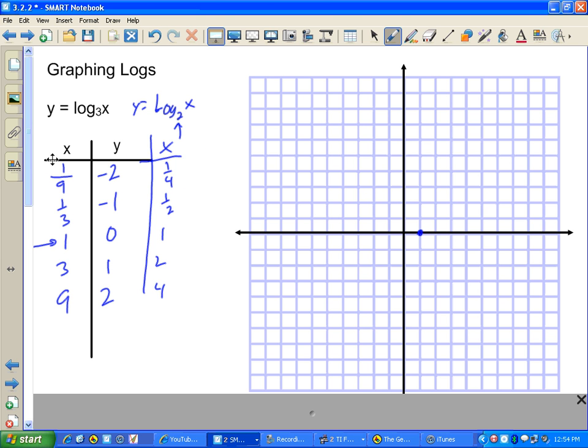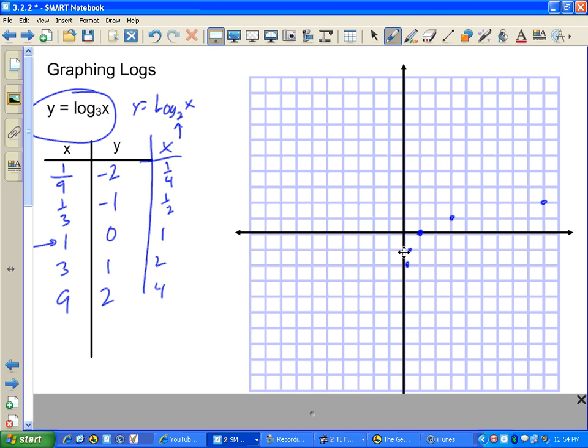But I'm still going to graph this one. So if I put in 1/9, I'm going to go over 1/9, which is just barely over. I'm getting out -2. If I go over 1/3, which is a little bit more, I'm getting out -1. I've got that point. If I go over 3, I'm up at 1. If I go over 9, I'm up at 2.